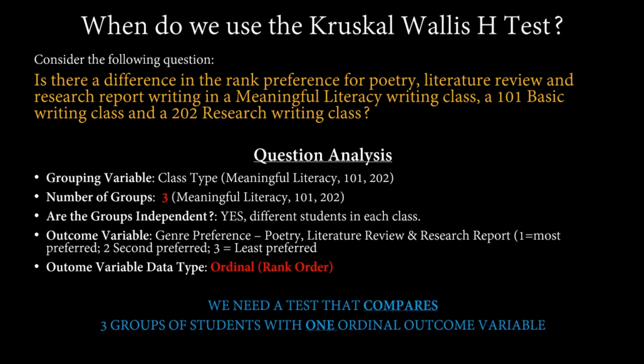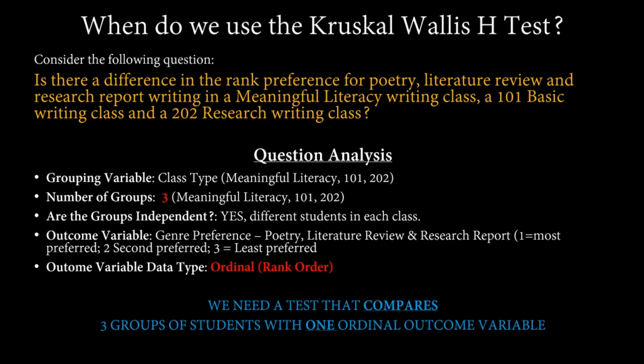Let's analyze the question as we always do. So do we have a grouping variable? Yes, we do. It's class type, and we have three classes: meaningful literacy, 101, 202. How many groups do we have? Well, we have three because we have the three classes I just mentioned. Are the groups independent? Yes, they are. I have different students in each class.